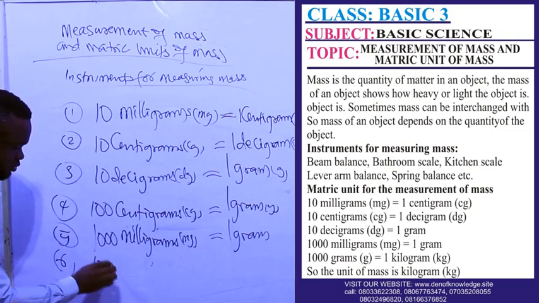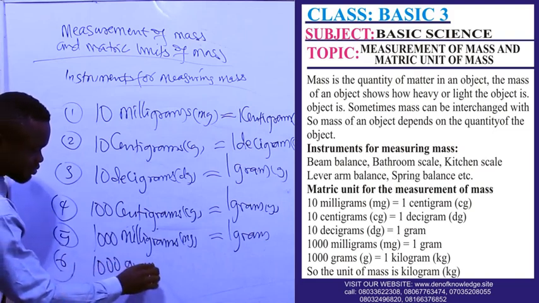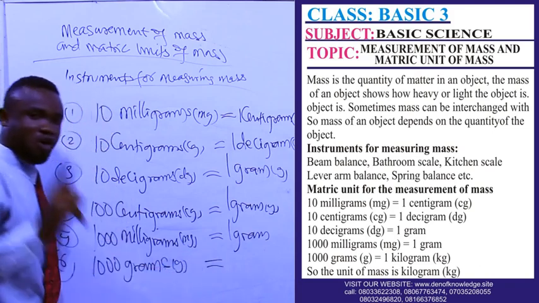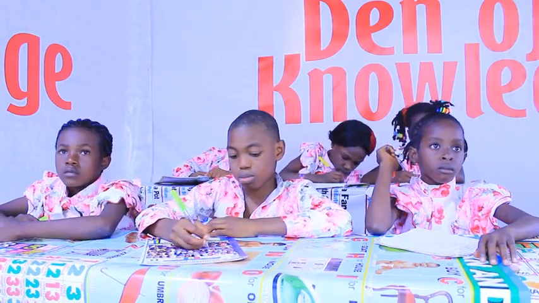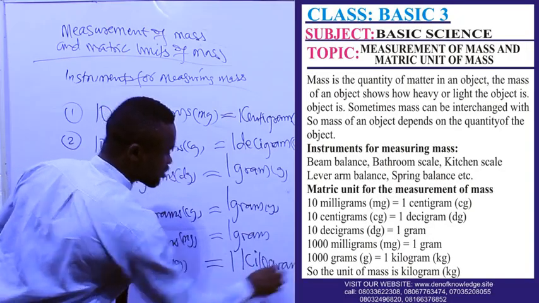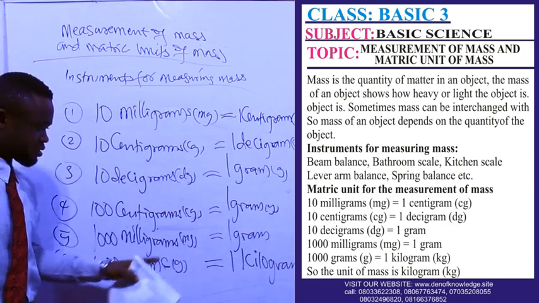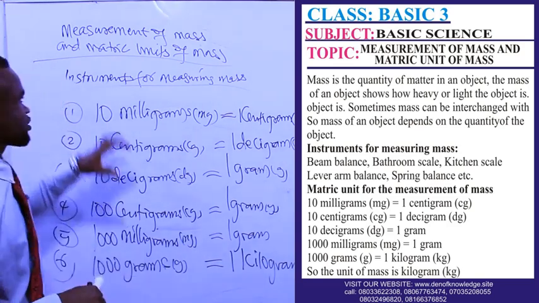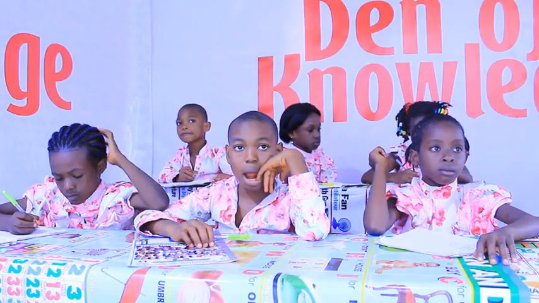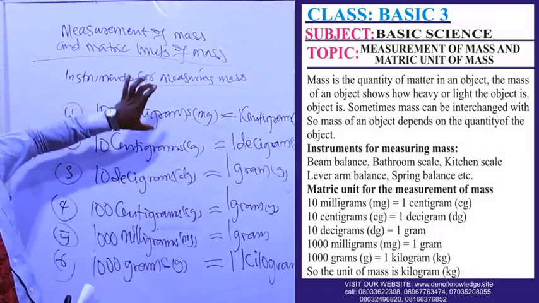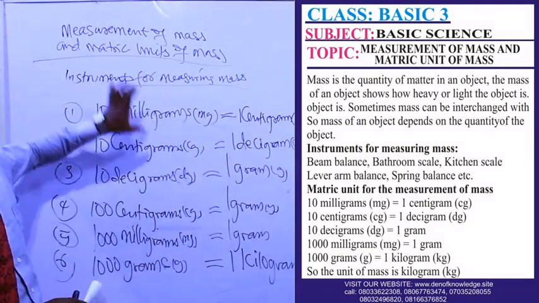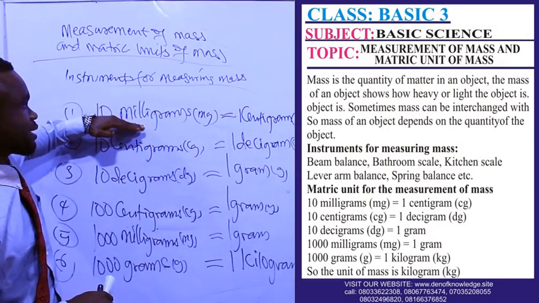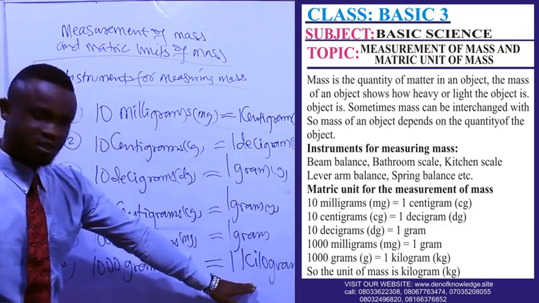And 1,000 grams will give you only 1 kilogram. It's called the metric unit for measuring mass. This is how it is. Start with milligrams and end with kilogram here.